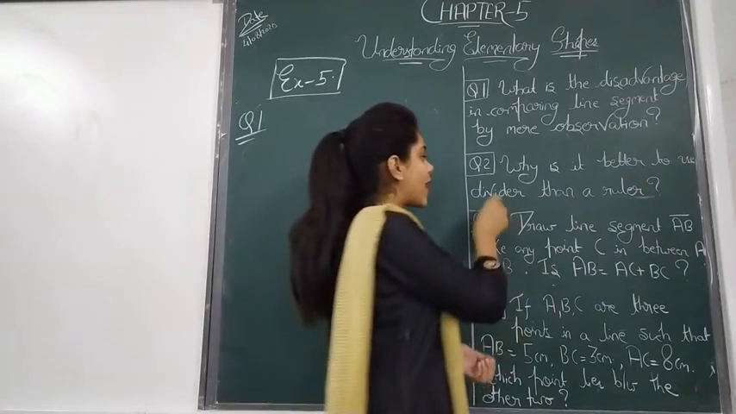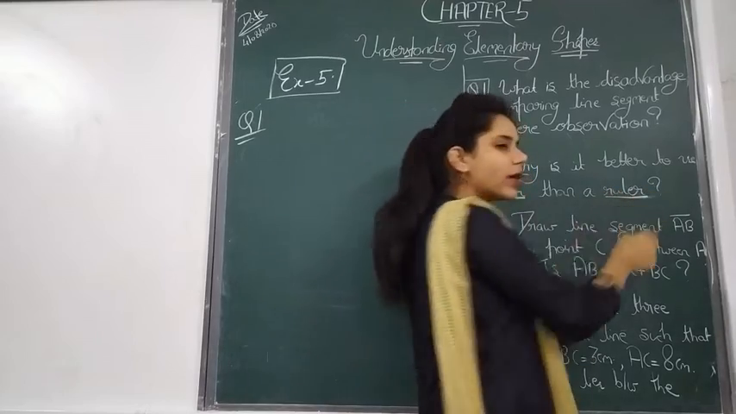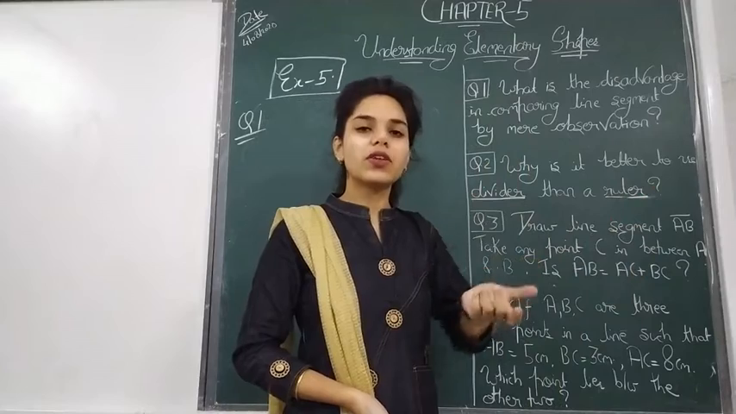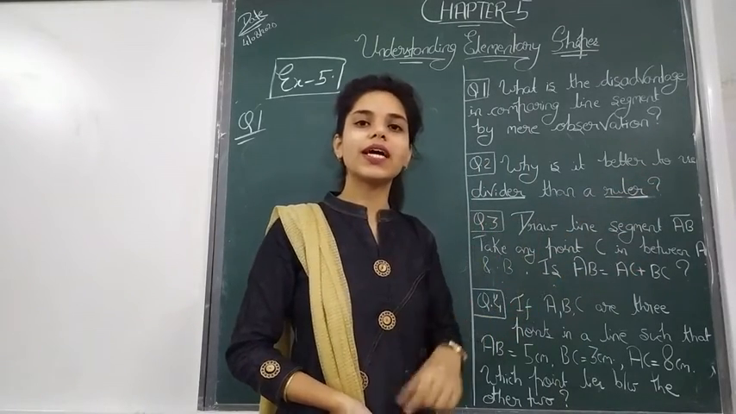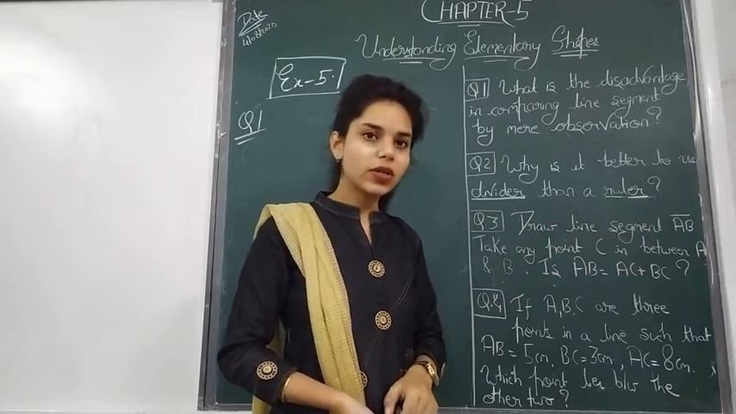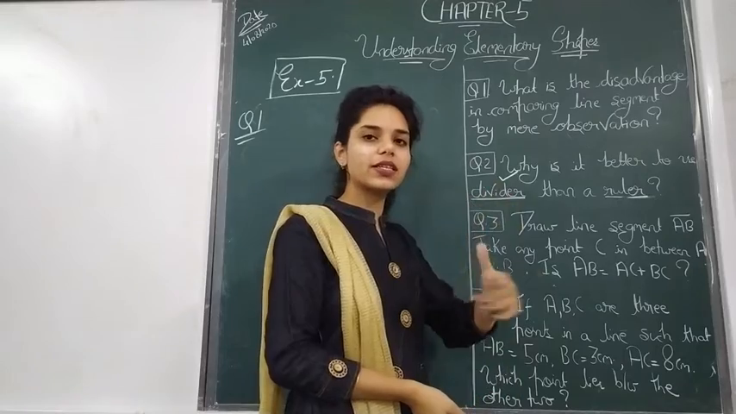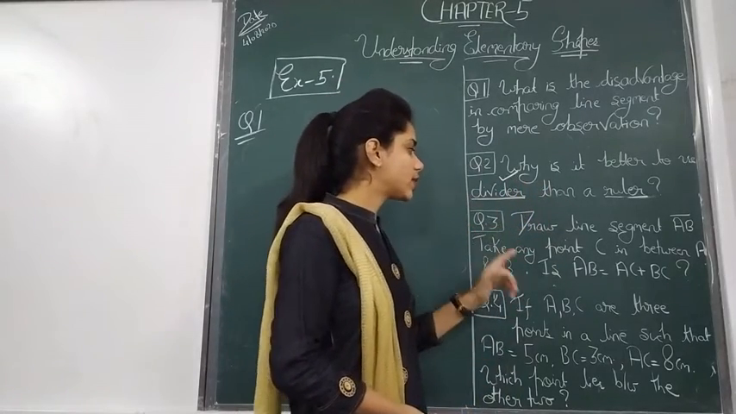Understood? So the divider gives us what? Accurate results. The ruler also sometimes gives accurate results, but because of its thickness, it is not convenient for us to get the accurate result. Understood? So in this you can write the reason that I told you. Now let's move to question number 3.